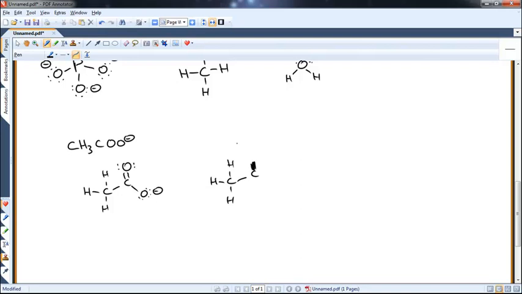Oops, that should be a single bond. Let me clean that up. That they are resonance contributors or resonance structures of each other. So single bond, 2, 2, 2. Gives you this. Good. All right.